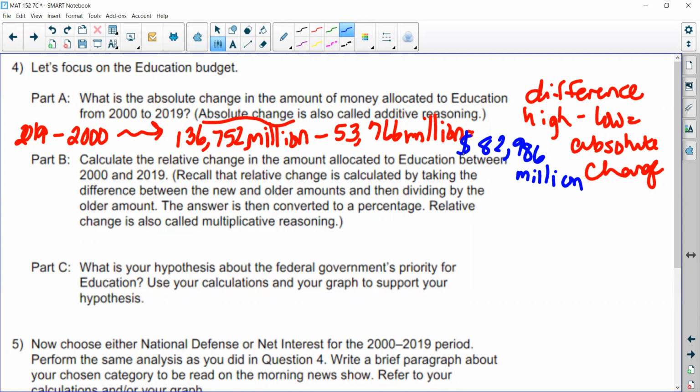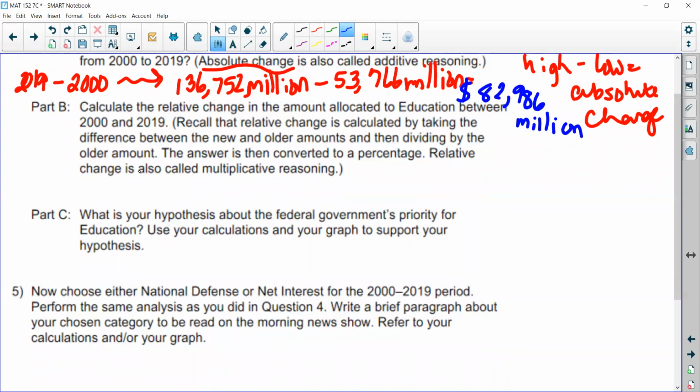Now we're going to calculate the relative change in the amount allocated to the education between 2000 and 2019. Relative change is calculated by taking the difference between the new and older amounts and then dividing by the older amount. The answer is then converted into a percentage, and relative change is also called multiplicative reasoning. So we take the amount in 2019 minus the amount in 2000 and divide by the amount in 2000 times 100.